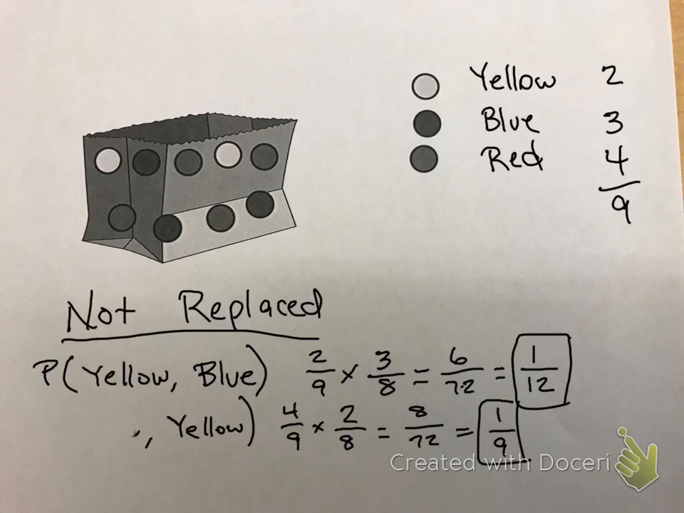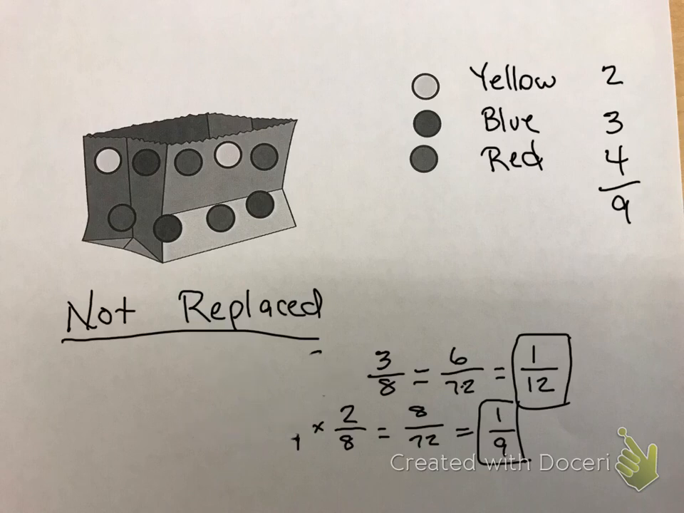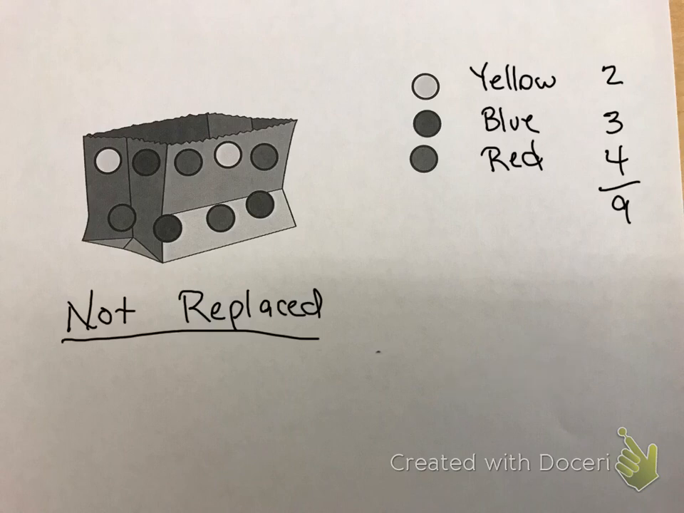Lastly, just to clarify, we need to talk about what happened. What are the odds of us choosing something with the same color? So let's talk about finding the probability of us choosing a blue, not replacing it, and then another blue. Well, probability of us choosing a blue one to start off is 3/9.